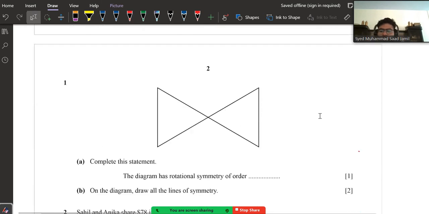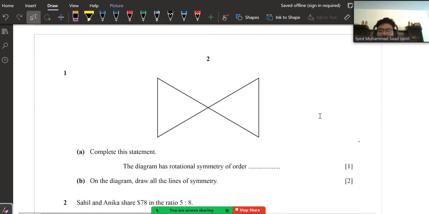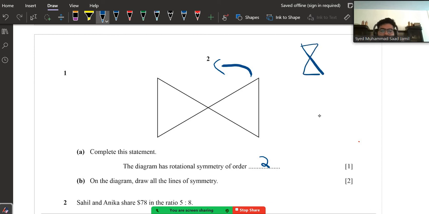The first question that we have over here is the diagram. Complete the statement. The diagram has a rotational symmetry of order. It has a rotational symmetry of order 2. Now the reason being, if I were to rotate this diagram, it would be like this, and if I were to rotate it again, the diagram would be like this. So as you can see, this is a complete rotational symmetry of order 1.